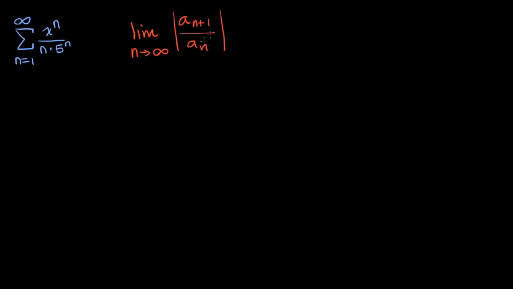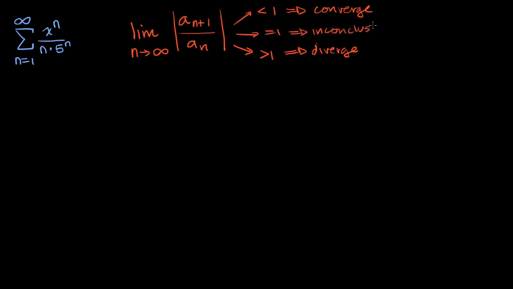And when this thing is less than 1, then we are going to converge. And the x values that make this thing greater than 1, we are going to diverge. And the x values that make this equal to 1, well, then we're going to be inconclusive. And so we're going to have to use other techniques to think about whether we're going to converge or diverge. So let's just evaluate this. So let's do that.